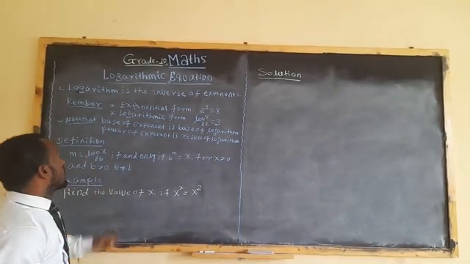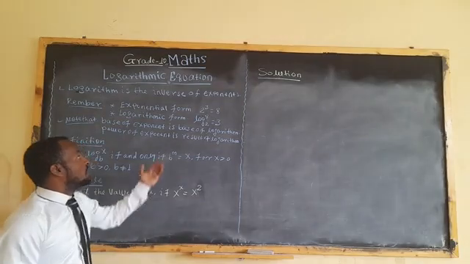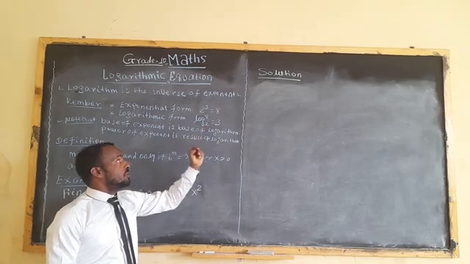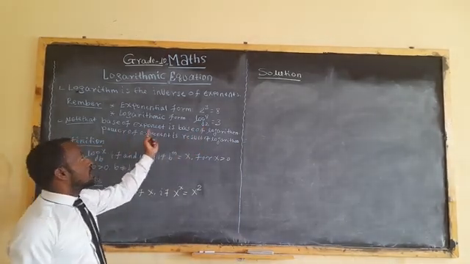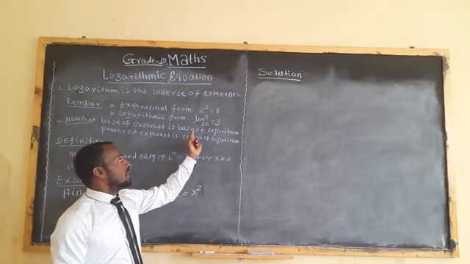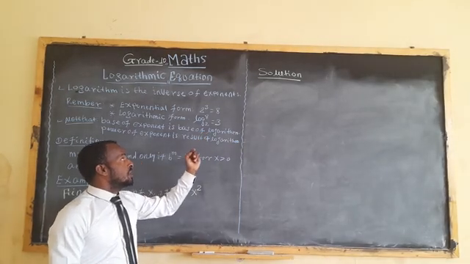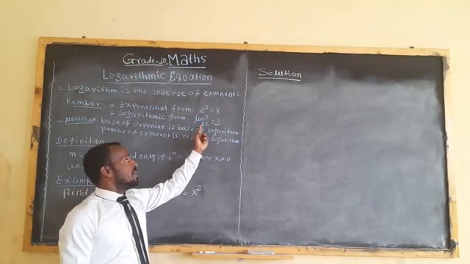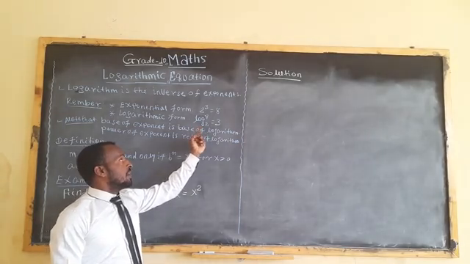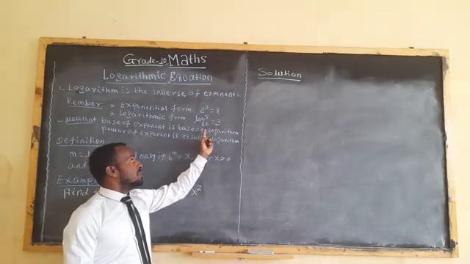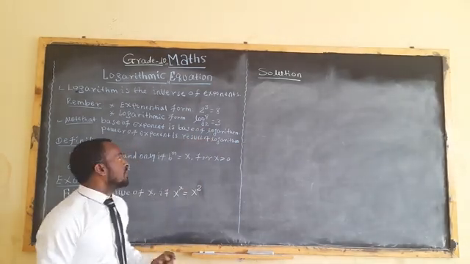So remember this one: exponential form is written here, 2 to the power of 3 equal to 8, and logarithmic form is given here, log of 8 to the base 2 equal to 3. This log means the abbreviation form of logarithm. So we can read this one as log of 8 to the base 2 equal to 3.